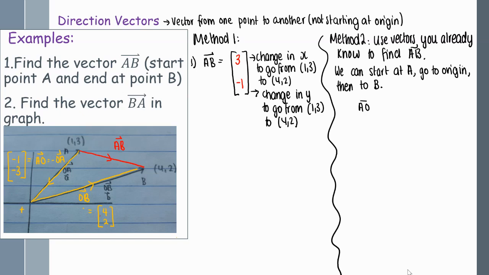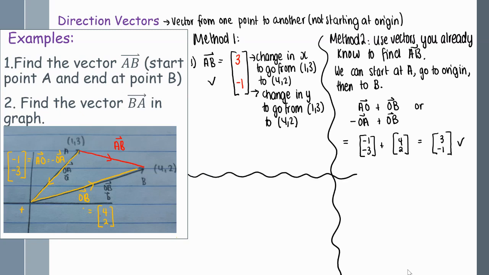So let's compute it this way. I'm going to take AO and then add vector OB to the end. AO was the same as negative OA, so I'm going to write that in there. -1, -3 plus OB was 4, 2. If I add these together, hopefully I get the same answer as I did using method 1. And we do.